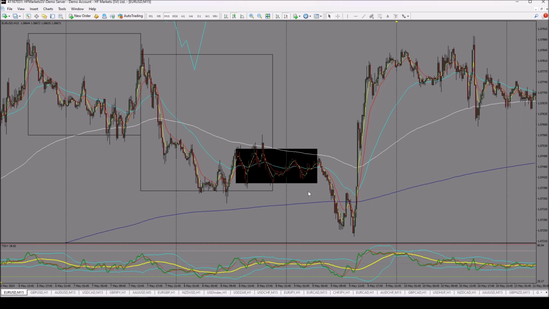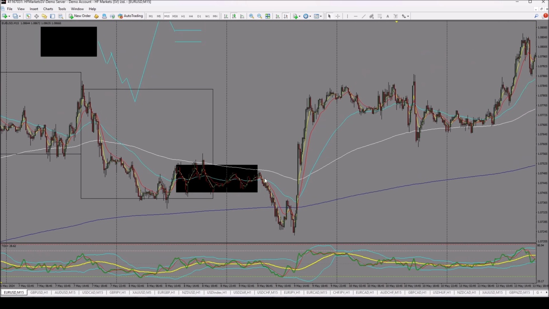From the Asian session, what do we get? We get 3 swipes. In this particular case, we had a drop, a green candle in between, a drop, a green candle in between.